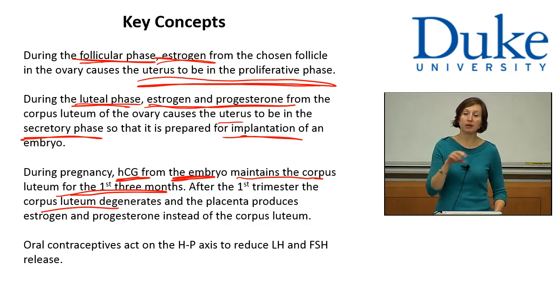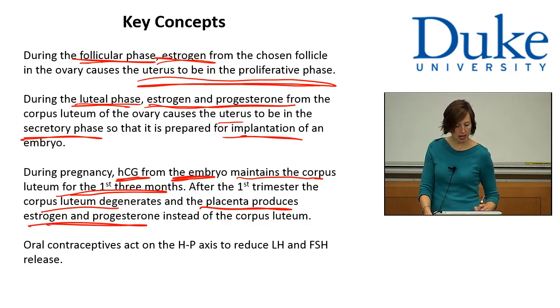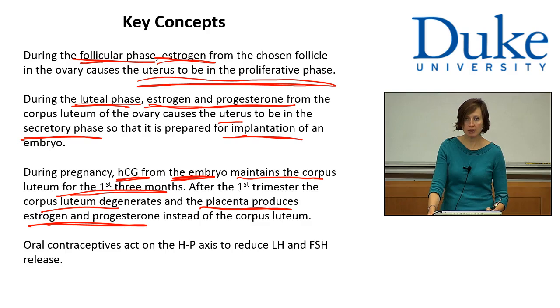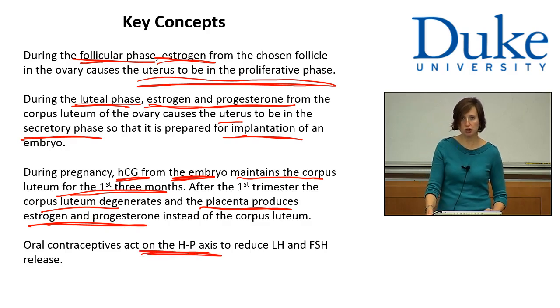Because HCG levels are going to fall, that's okay because the placenta is going to take over producing estrogen and progesterone. And then we finished up talking about how oral contraceptives are going to reduce LH and FSH release by repressing the HP axis.